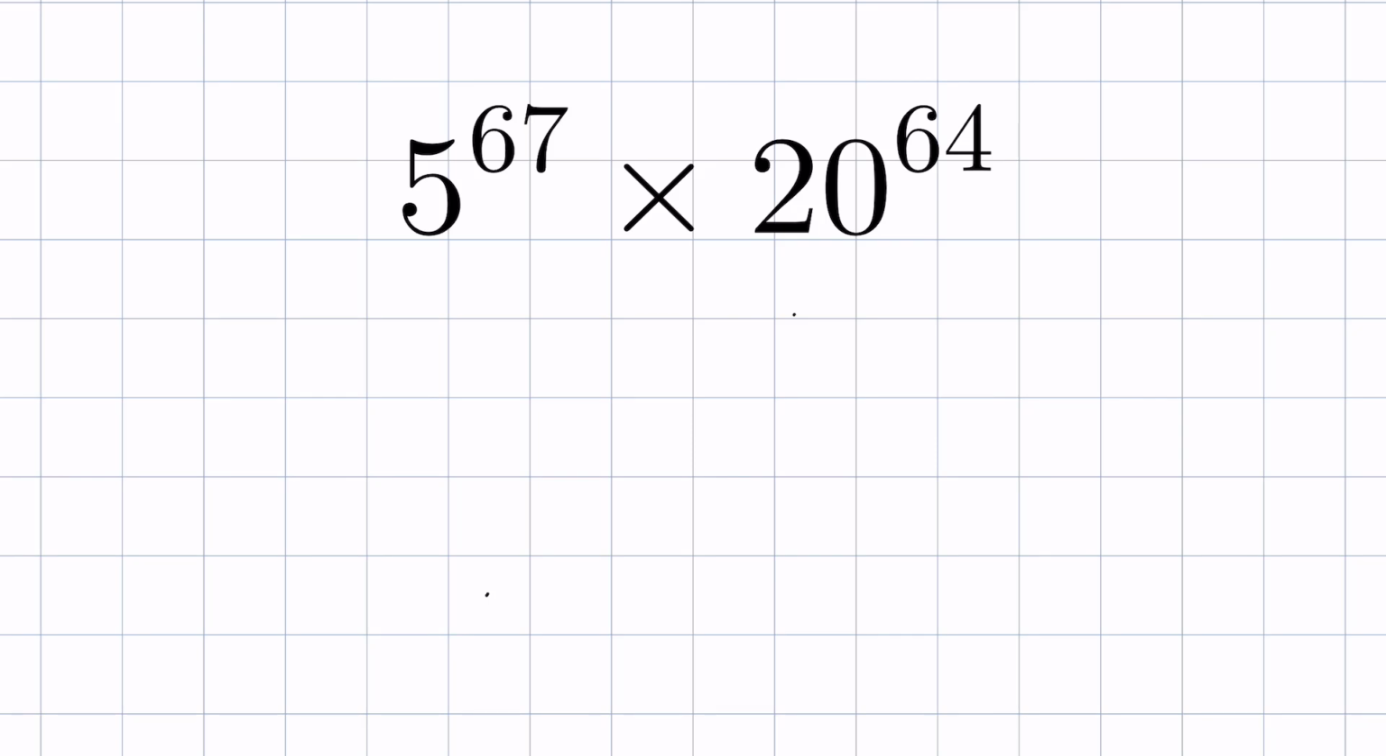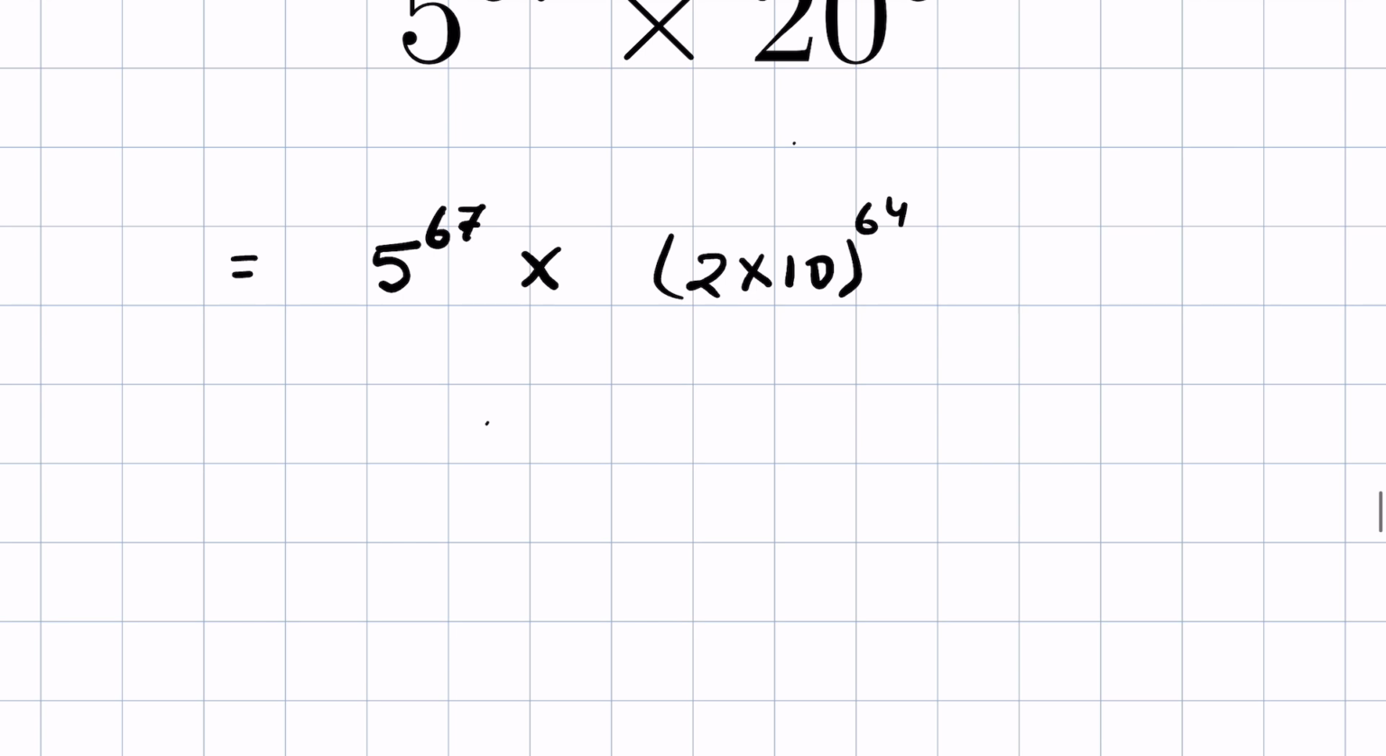5 raised to the power 67 times 20 raised to the power 64. We have to calculate without using a calculator. So let's try. 5 raised to the power 67 times 20, we can write 20 as 2 times 10, then whole raised to the power 64.